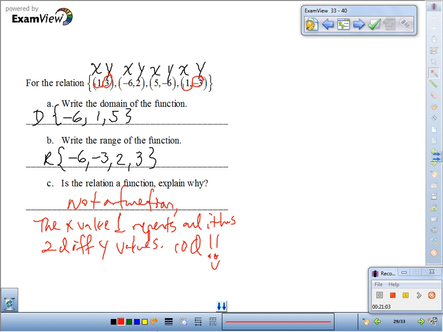Yes. So the first part of checking to see if it's a function, you need to check to see if there's any x values that repeat. Can you tell me what I just said, please?